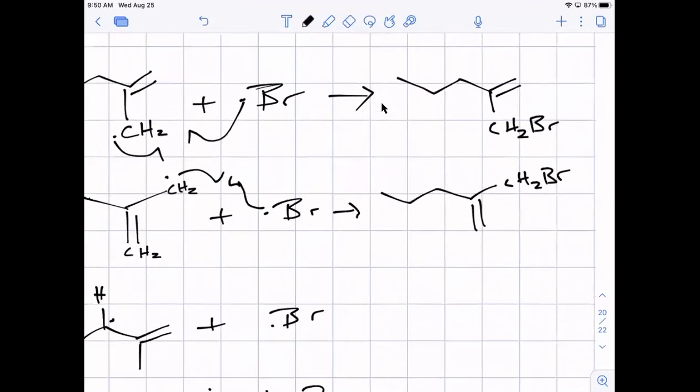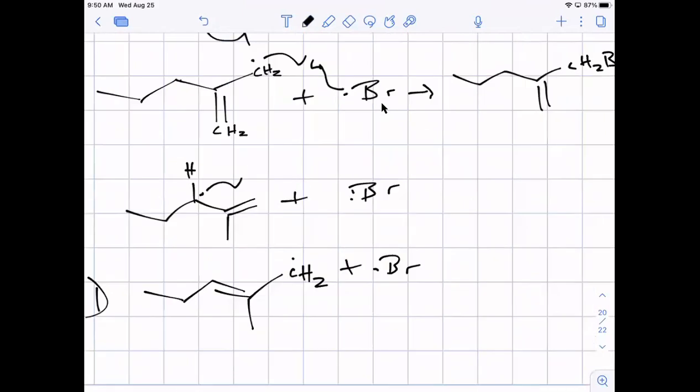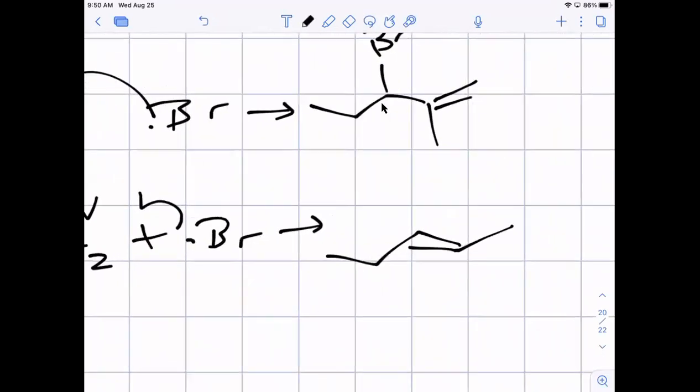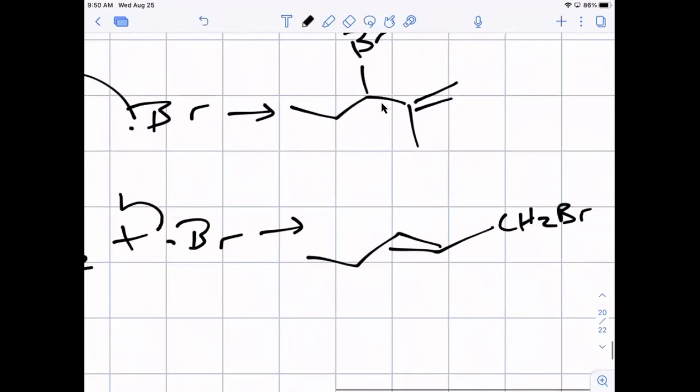All right, and then here, same thing. We're going to show the arrows between those. Oh, sorry. So that's going to be, put a bromine at that site. And then this is going to terminate here. Like so.